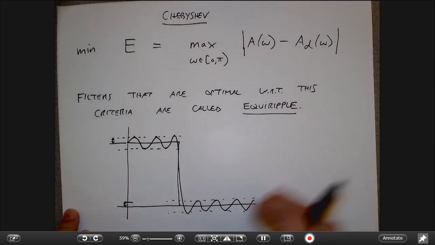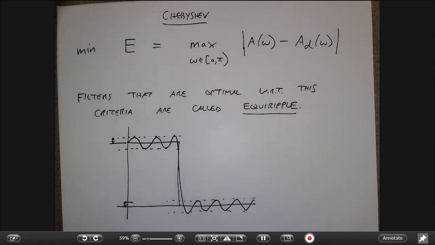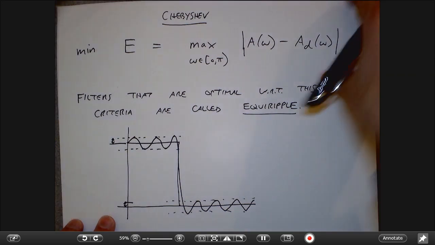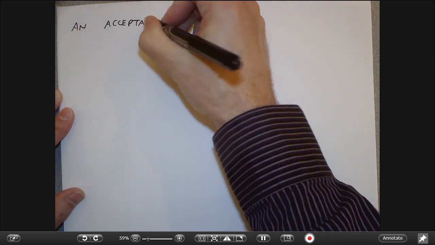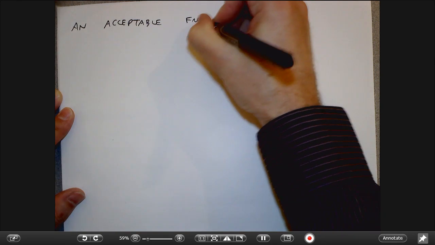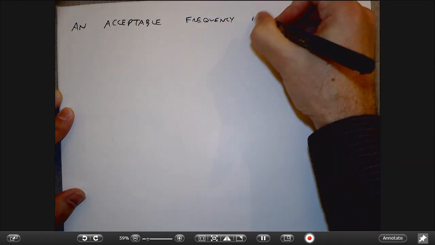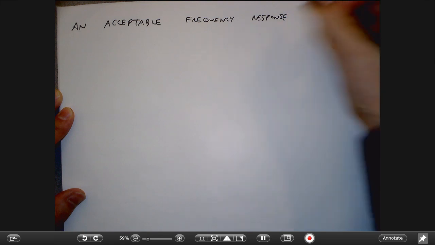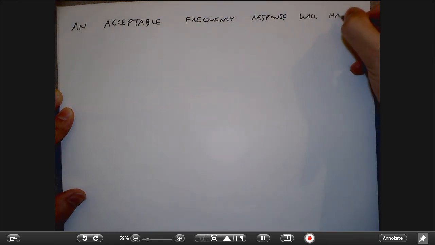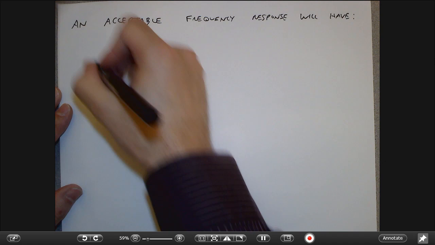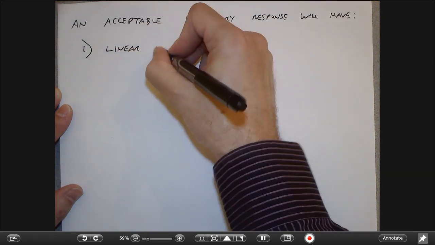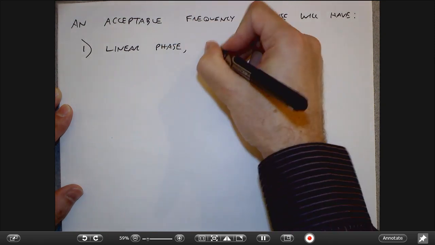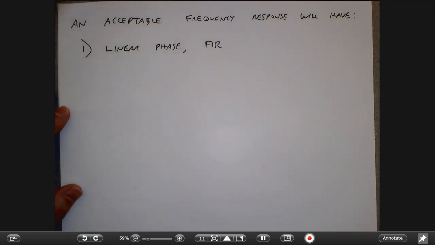Okay, and so the way that we're going to set up this problem is as follows, right? I'm going to say, an acceptable frequency response has the following characteristics. Basically, we're going to look for linear phase FIR filters. Okay, so we learned about those last time.